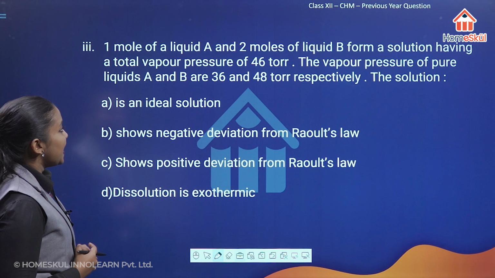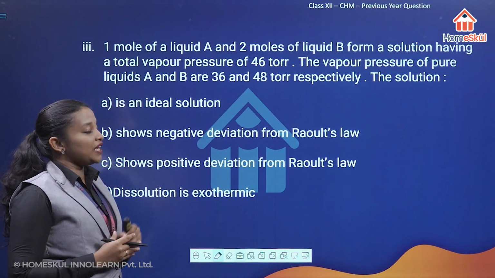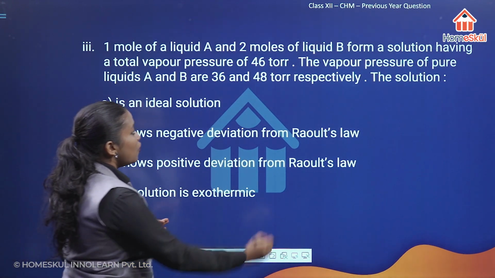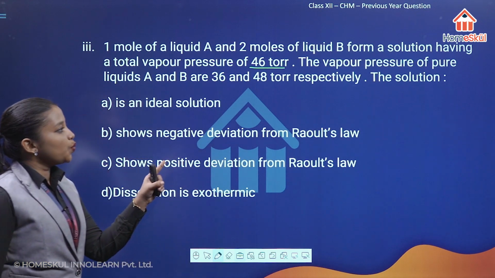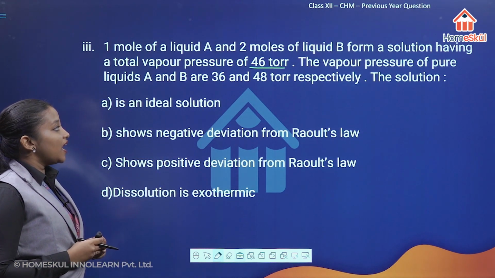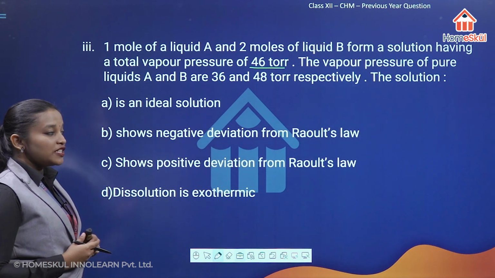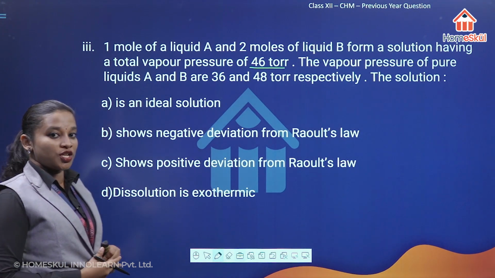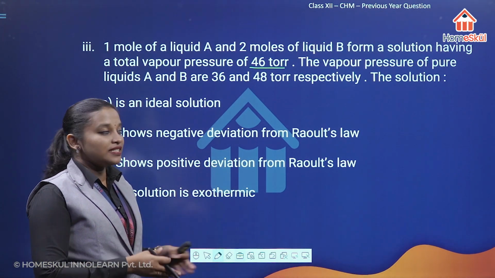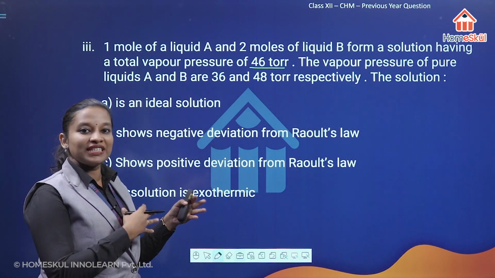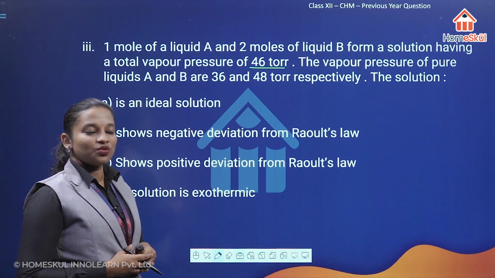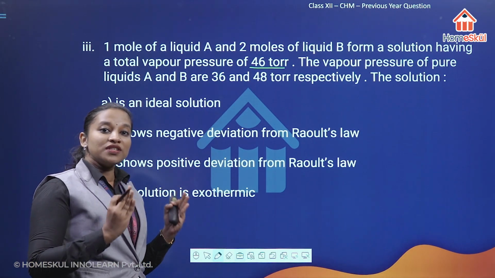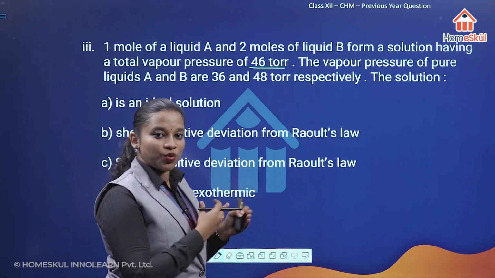1 mole of liquid A and 2 moles of liquid B form a solution having a total vapor pressure of 46 torr. The vapor pressure of pure liquids A and B are 36 and 48 respectively. Then the solution will be... we have to find the nature of the solution formed by the mixing of these two pure liquids A and B. So we have 4 options here. Before reading these options, we have to find the total vapor pressure of that solution.